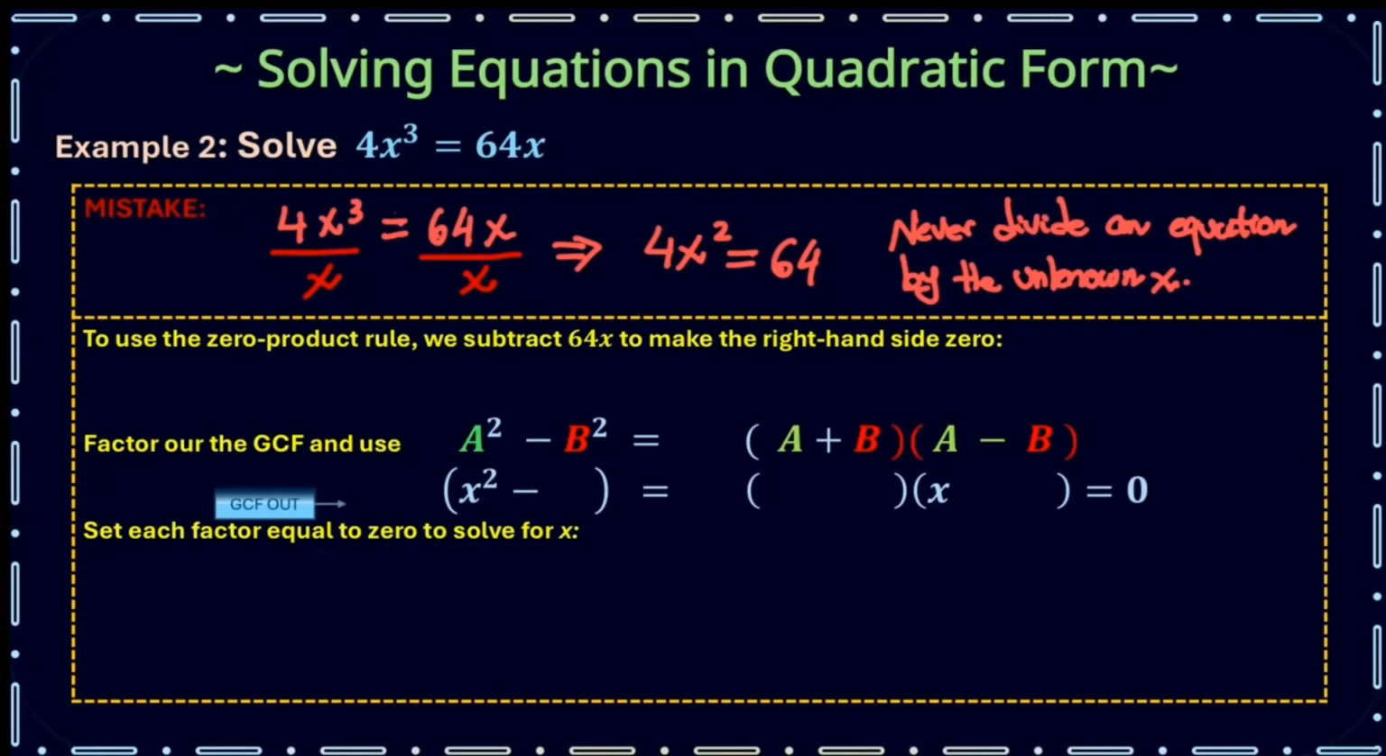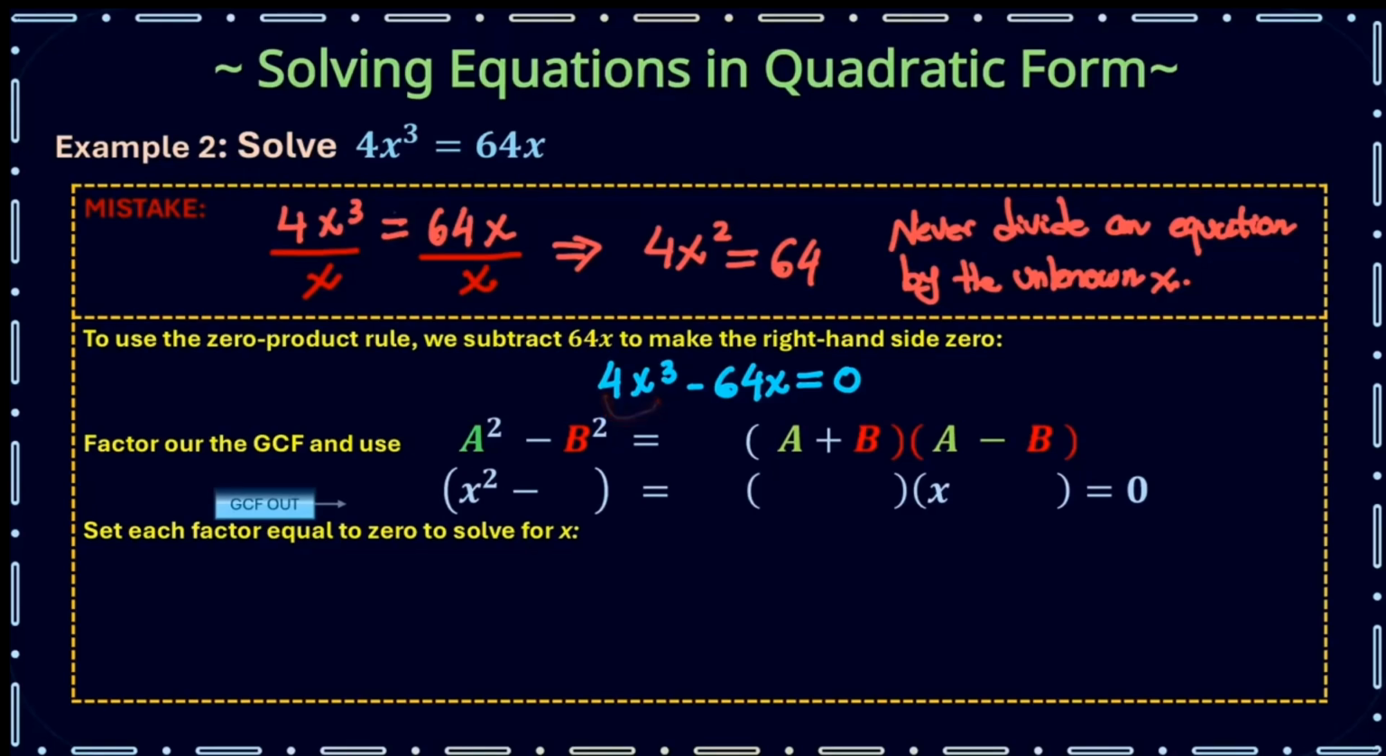Let's try to solve this equation properly. We're going to, as before, move all terms to one side of the equation. I'm gonna subtract 64x and rewrite as 4x cubed minus 64x equal to 0. Remember, with nonlinear equations, you always want to have 0 on the right hand side so that we can use the zero product property. Next is to factor out the equation.